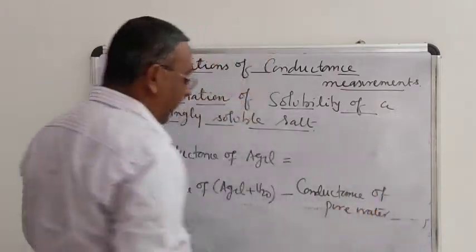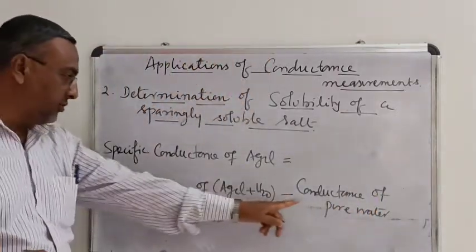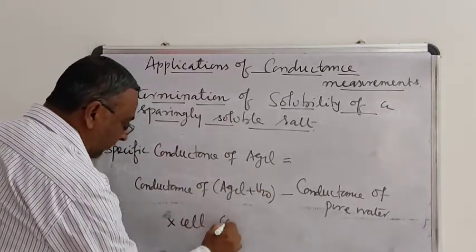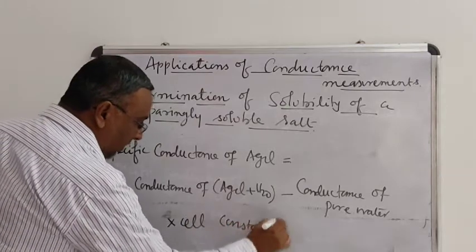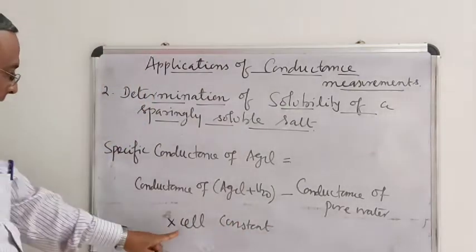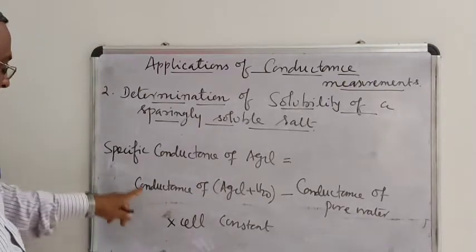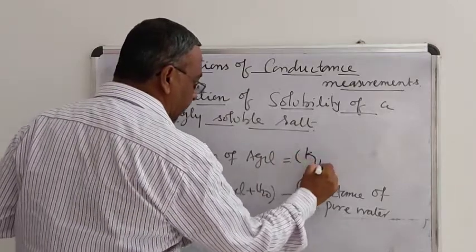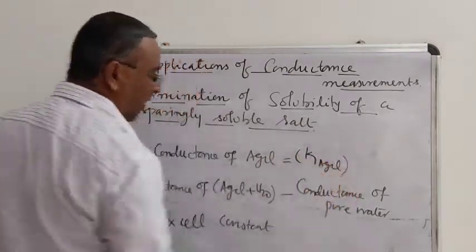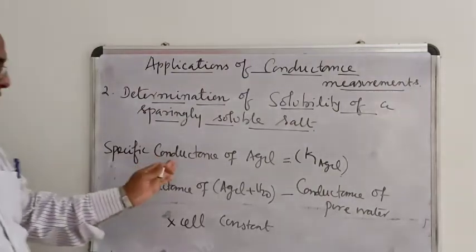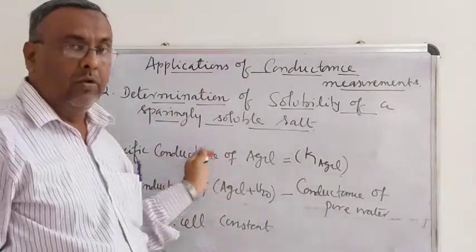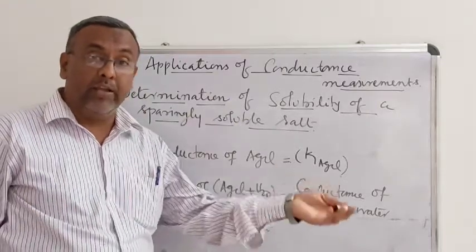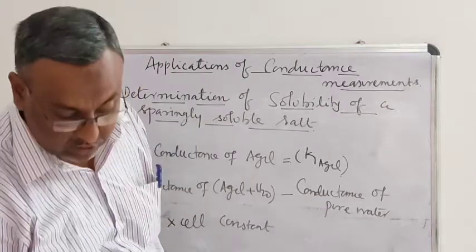At 25 degrees centigrade, when we subtract these two and multiply by the cell constant value, we get the specific conductance of AgCl, that is kappa of AgCl. When you know the specific conductance, you can easily find out the equivalent conductance. Thereby, you can easily find out the solubility of a sparingly soluble salt.